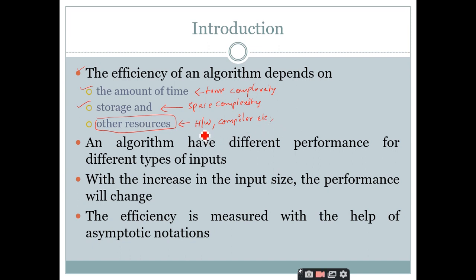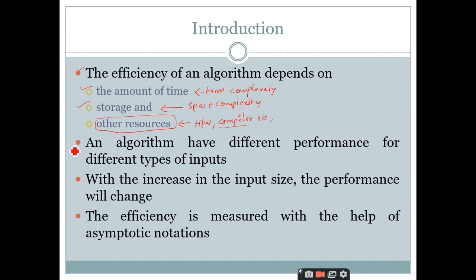So the external factors are the hardware on which you are running the algorithm, the compiler that you are using to run the algorithm. Like that we have seen some factors, right? So all these factors constitute the external resources or external factors that influence the algorithm. But majorly we should consider only the time complexity and space complexity. Is it clear up to this point?